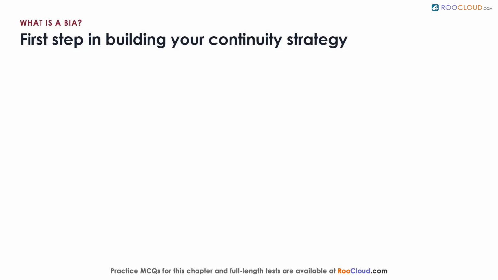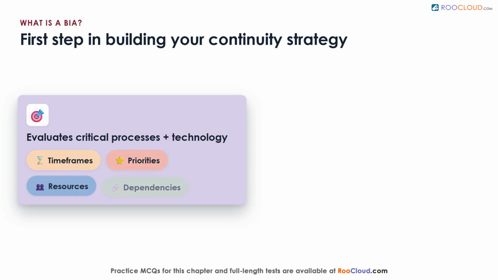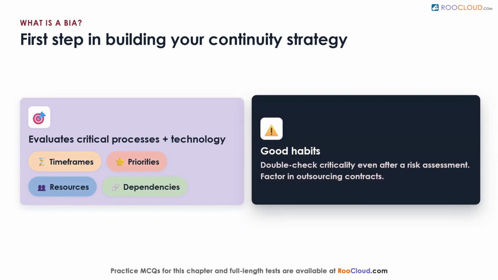So what is a business impact analysis? It is a critical first step in building your continuity strategy. It evaluates your critical processes and the technology behind them. From there, it determines timeframes, priorities, and resources. It also maps the interdependencies between them.